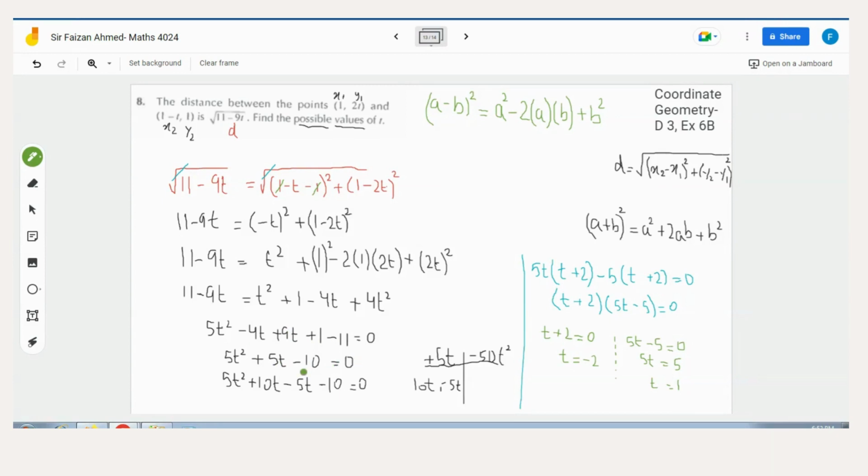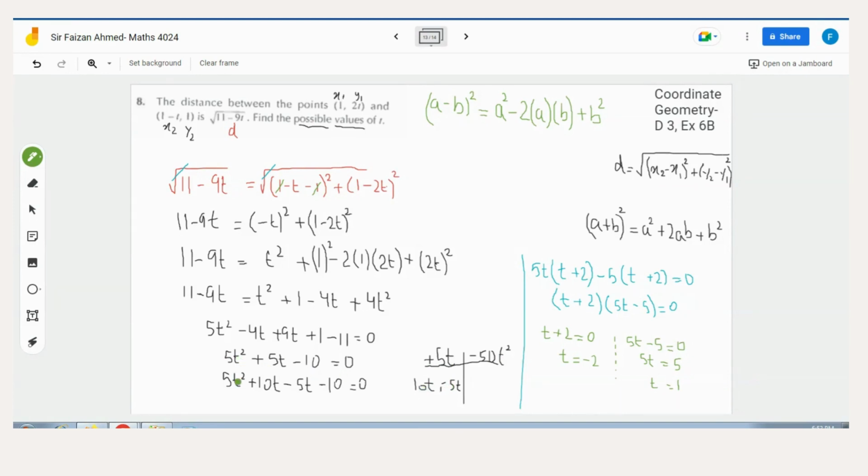Now this is a quadratic equation, so I will use the factorization method or the middle term breaking method in order to find the value of t. So what are the two factors? First, I have to multiply the corners. The corners are 10 and 5. So 10 multiplied by 5 is minus 50t square. And what is the middle term? The middle term is plus 5t. So the factors of 50 are 10 multiplied by 5. And the middle term sign belongs to the greater number. So plus 10t minus 5t are my two factors.